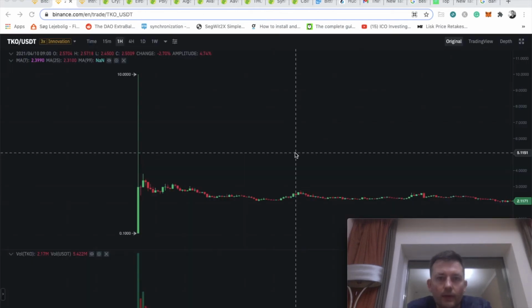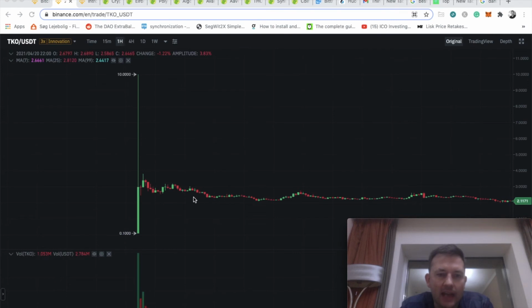This is the chart of the last Launchpad project on Binance, and if you look at the first hour candle, you can see that the price started at 10 cents and went up to $10. And that means that actually it was possible, if you were lucky, to get 100x on your investments. And that shows that there is a reason to pay attention to Binance Launchpad projects, because there's a lot of gains to be made.